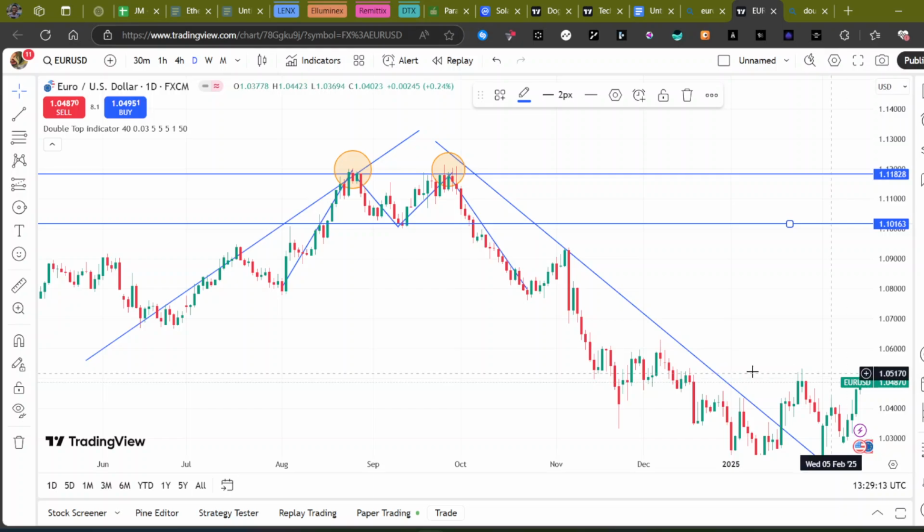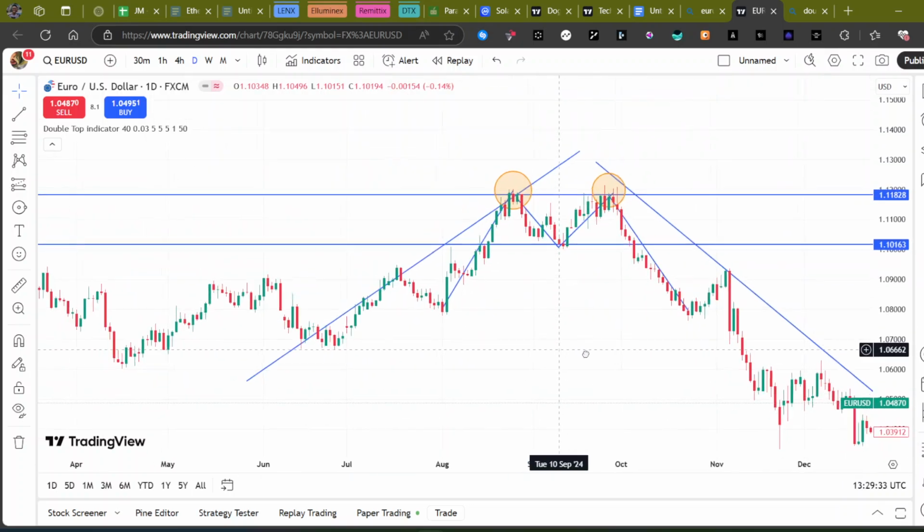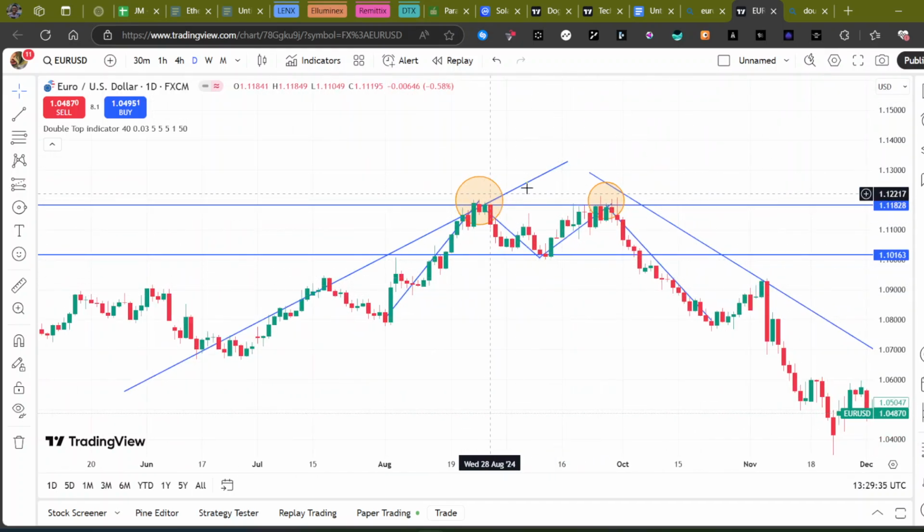So the double top indicator is highly effective because it represents buyer exhaustion, meaning bulls are struggling to push the price higher and sellers might take control. Now that you know what a double top is, let's talk about how to identify a strong pattern on your charts. First of all, you should be looking out for clear peaks.